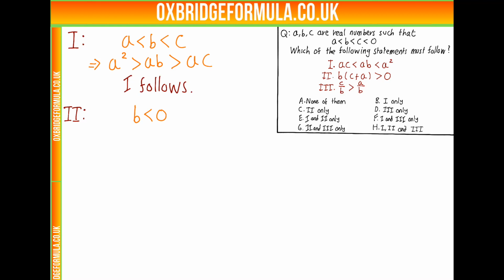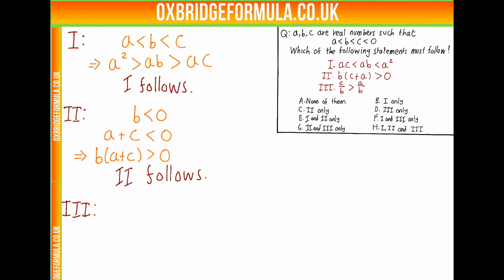So if we add two negative numbers together, we get a negative number. So a plus c is less than 0. And if we multiply two negative numbers, the result is positive. So we know b times a plus c is greater than 0, which is excellent because this implies that 2 is true. Finally, 3. So we've got c over b greater than a over b.